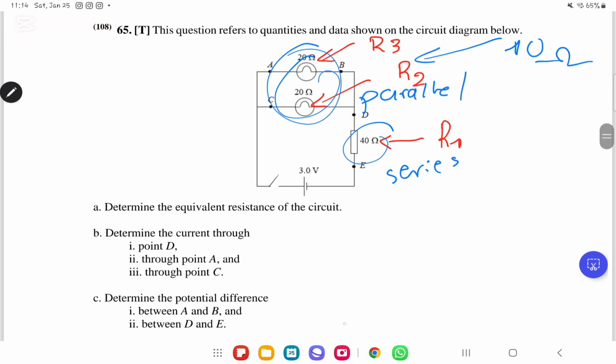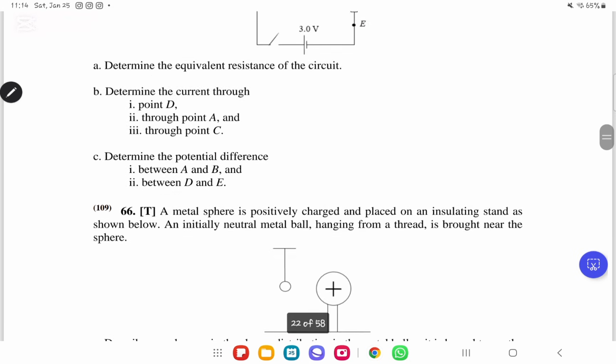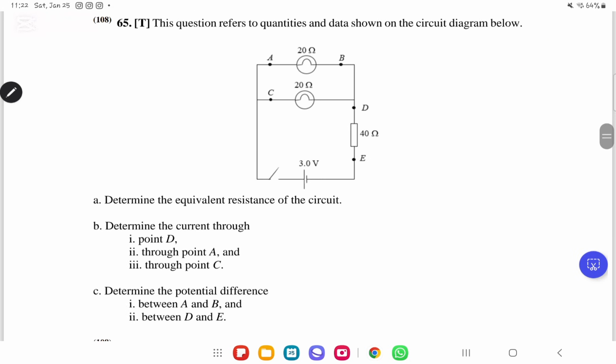And since now they are in series, we can just add them together. So it's going to be 10 plus 40, which is 50. So the equivalent resistance of the circuit is 50 ohm. Now they said determine the current. Part B. Determine the current through point D.